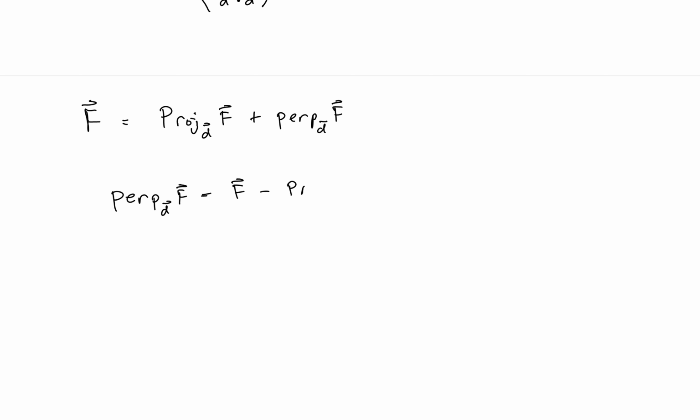So we know that F is the projection vector plus the perpendicular vector. And so since we just calculated the projection, we can use that to get the perpendicular. So this is just F minus what we just calculated. Okay, so not so hard.